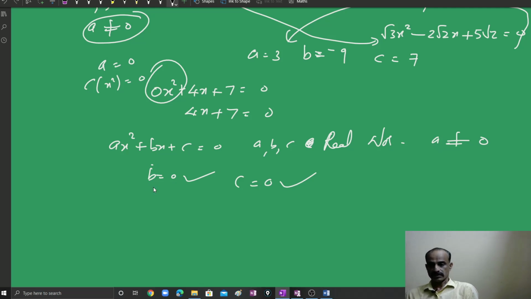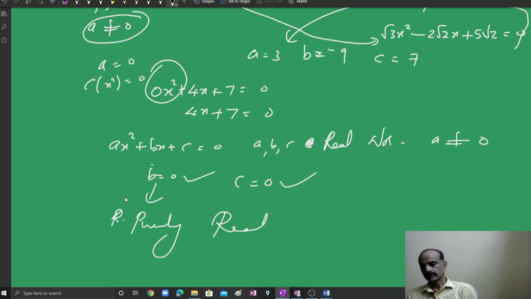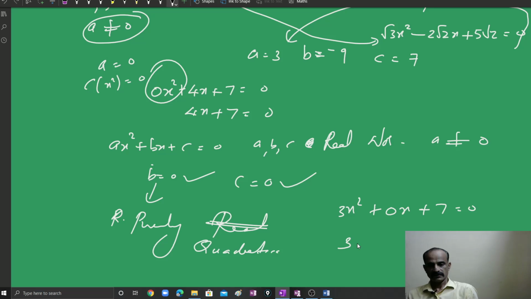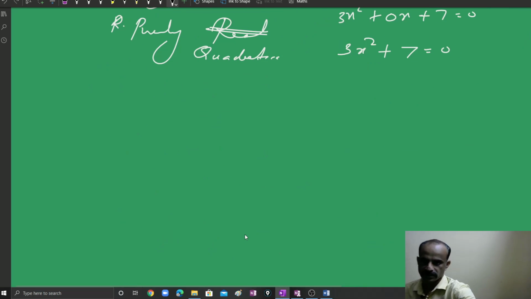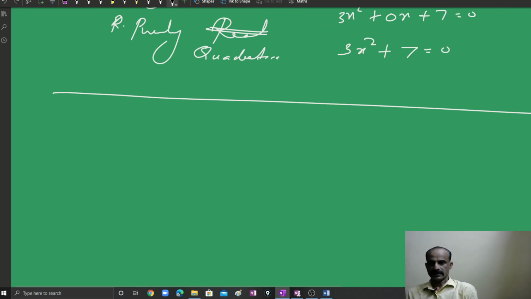If b is 0, we call it purely quadratic. That means if the b part is 0, for example, 3x square plus 0x plus 7 is equal to 0, we say 3x square plus 7 equal to 0. That means it's a pure quadratic equation. So that's what we mean by a quadratic equation.